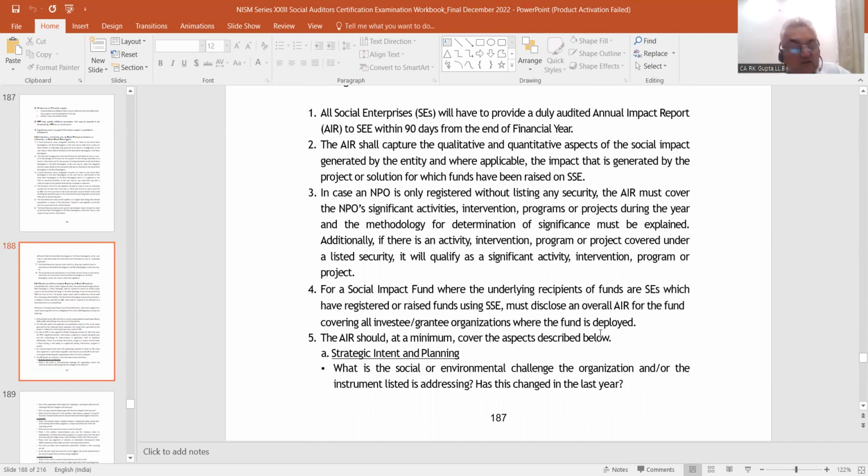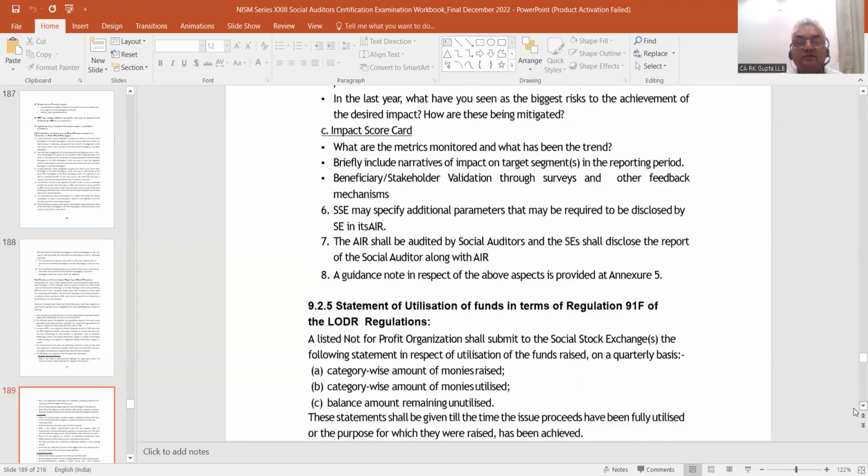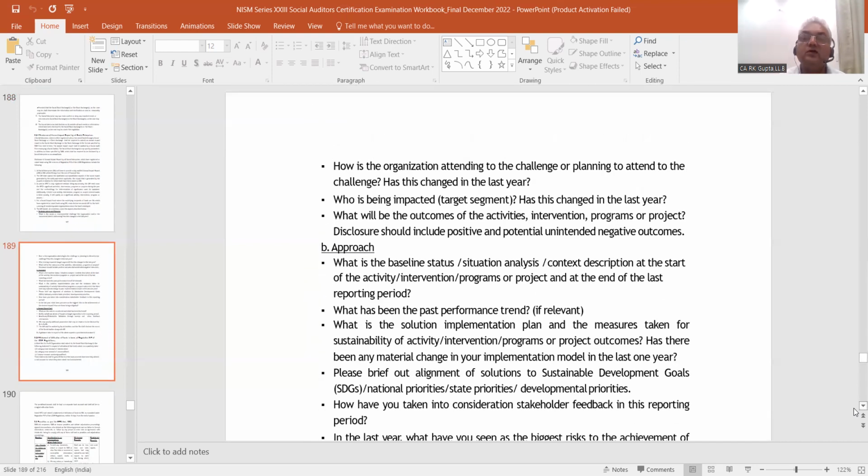So first is the strategic intent and planning. What is the social or environmental challenge that the organization and all the instruments listed are addressing, and has this changed in the last year? This is the first point. Second is how the organization is attending to the challenges or planning to attend to the challenge. So has this changed in the last year?